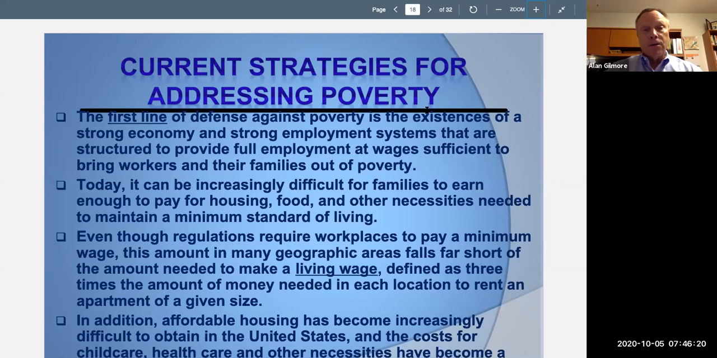But by and large, having a robust, progressive economy, all of those are contributing factors to helping raise people out of poverty. Unfortunately, today, it can be increasingly difficult for families to earn enough to pay for housing, food, and other necessities needed to maintain a minimum standard of living. Even though regulations require workplaces to pay a minimum wage, this amount in many geographic areas falls far short of the amount needed to make a living wage.